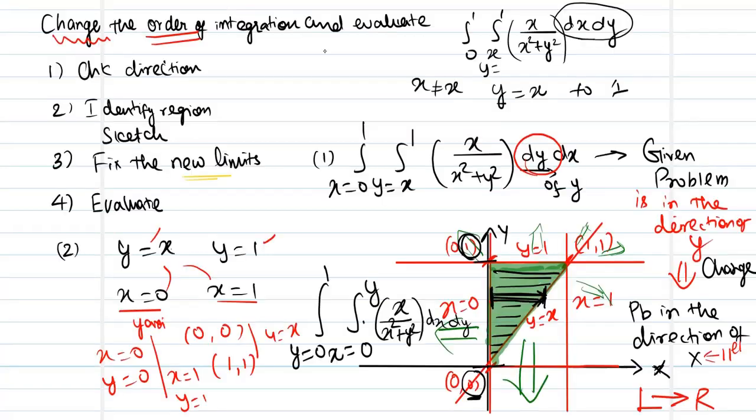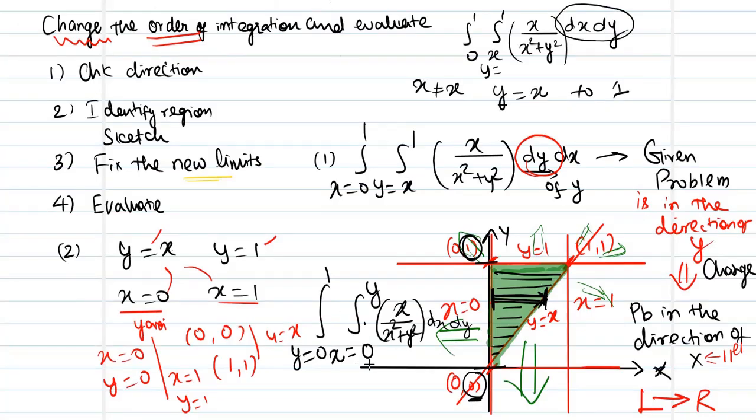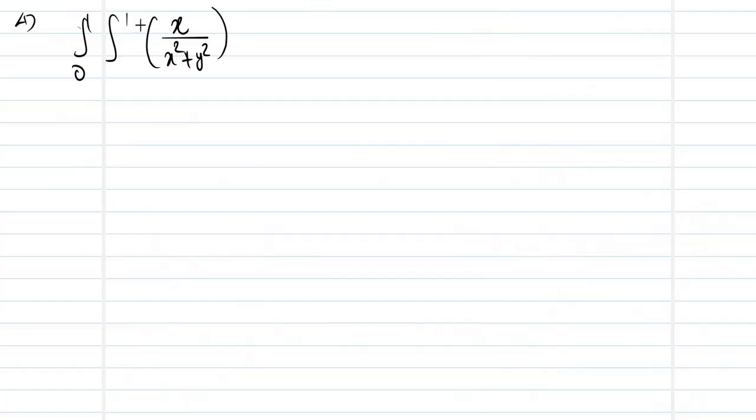Step 4, evaluate. So what are you going to evaluate? The integral from 0 to 1, 0 to y. The function to be evaluated is x divided by x square plus y square. The limit is from 0 to y.